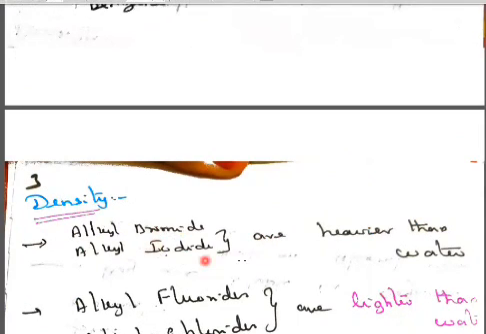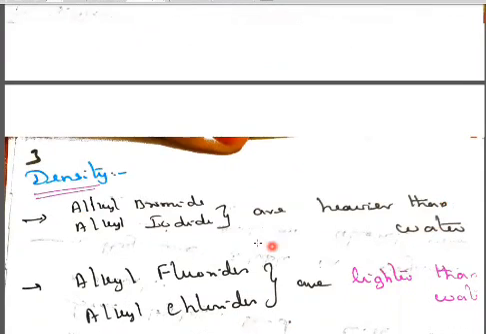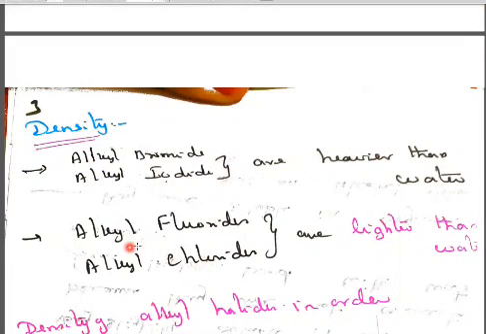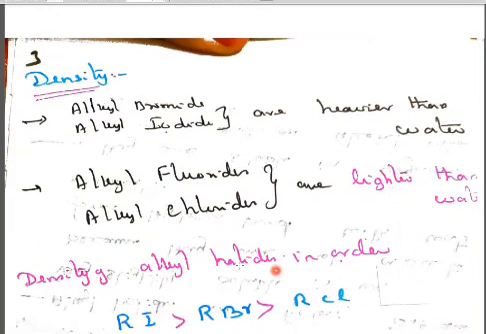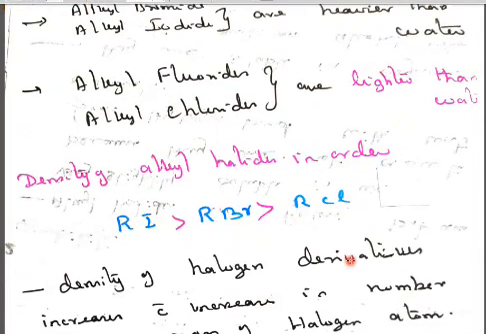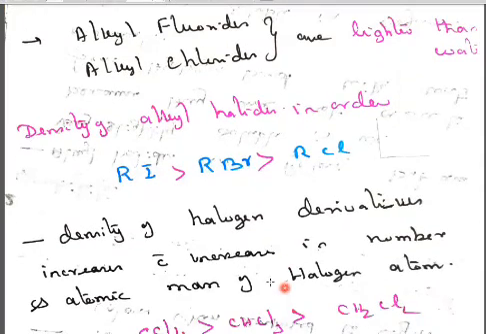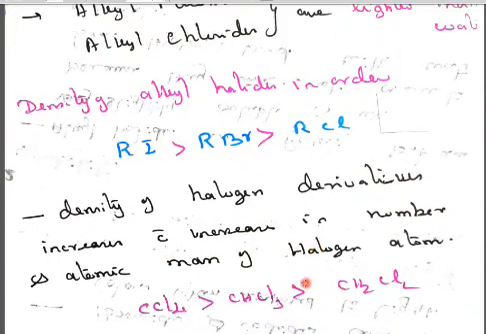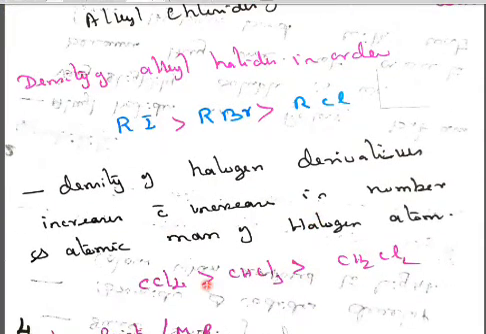Alkyl bromide and alkyl iodide are heavier than water because their size is larger, while fluoride and chloride are small in size. So alkyl fluorides and alkyl chlorides are lighter than water. The density of alkyl halides in order is RI is greater than RBr is greater than RCl. Density of halogen derivatives increases with increasing atomic number of the halogen atom.